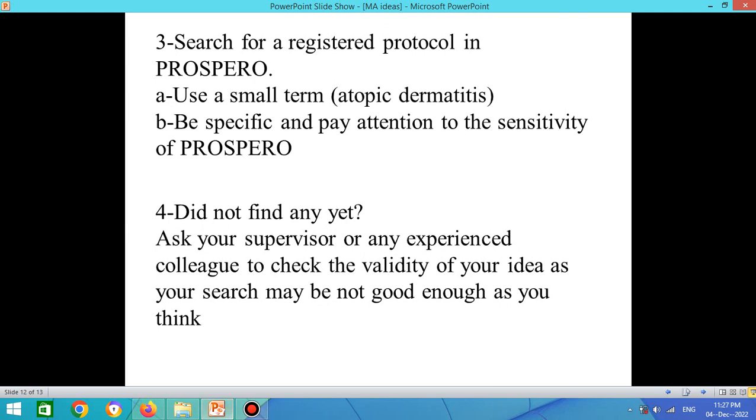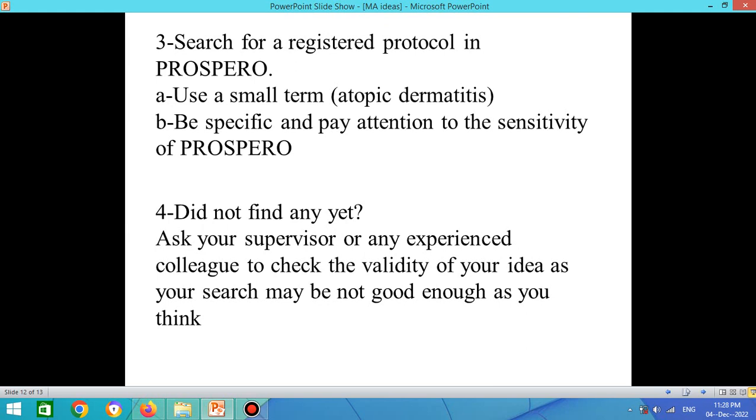If you didn't find any yet, you have to ask your supervisor or any experienced colleague to check the validity of your idea, as your research may be not as good as you think. You may think that you have found an idea for meta-analysis. However, with a few searches by the experienced member or your supervisor, there is already a published meta-analysis, or your study will not add a large number of new papers to the previous meta-analysis. So your idea will be useless.